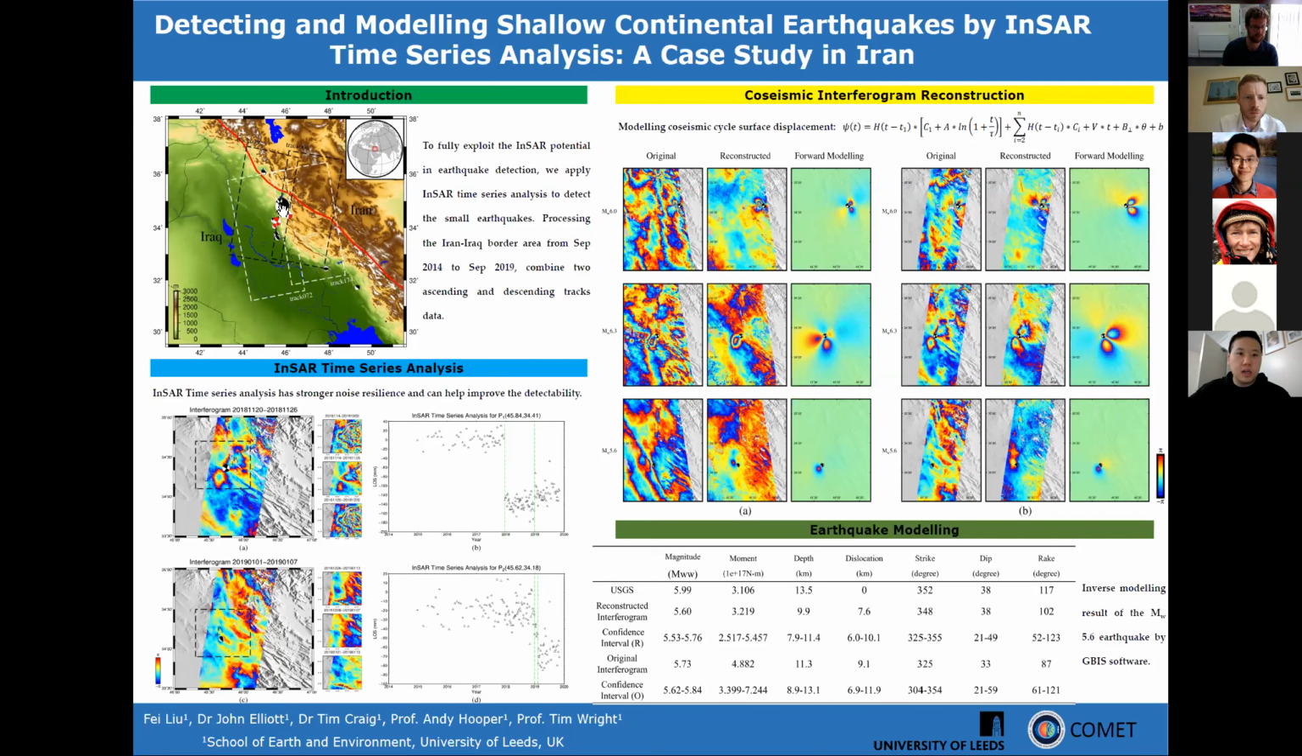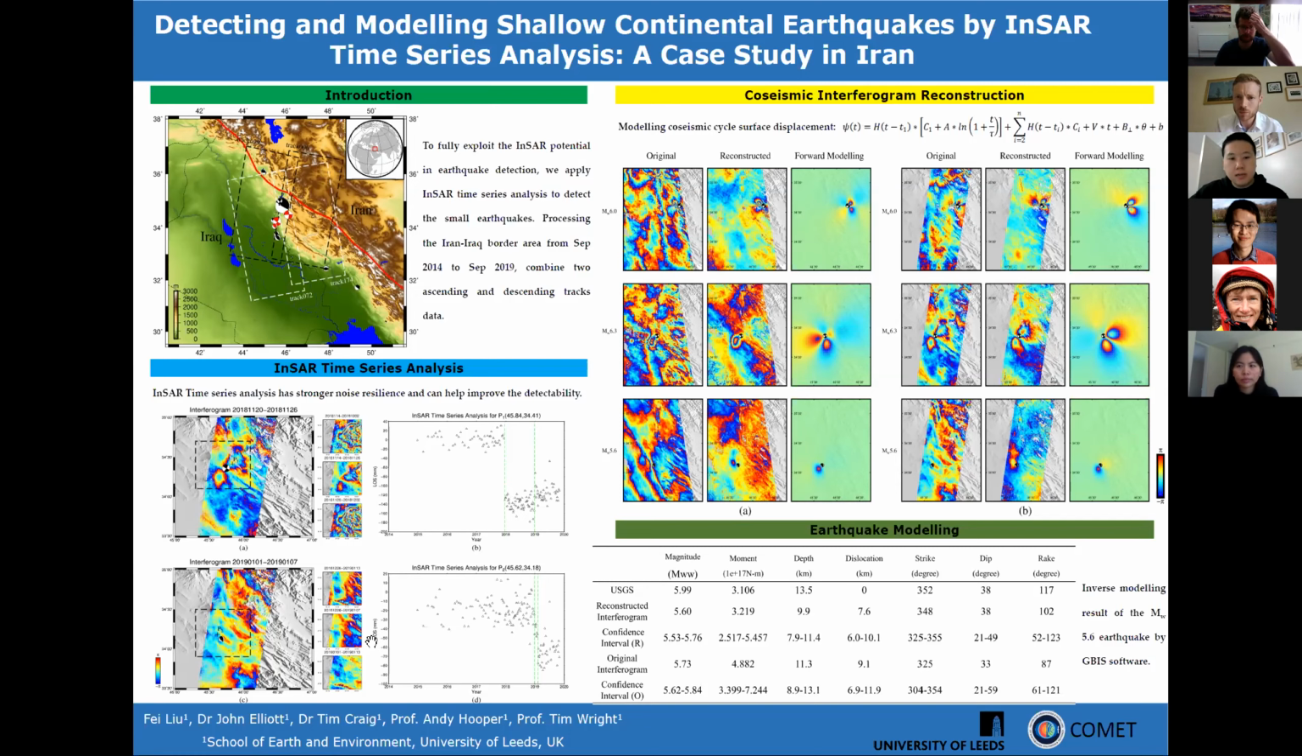Here we can see that a large 7.3 earthquake happened in 2017 and later caused many aftershocks. We take three aftershocks. The magnitudes of these are 6.3, 6.0, and 5.6. We find that InSAR time series can help improve the detectability of earthquakes. Figures A and B show the earthquakes detected by a single interferogram and also seen in the InSAR time series. The two dashed green lines show the large 7.3 earthquake and the 6.0 earthquake.